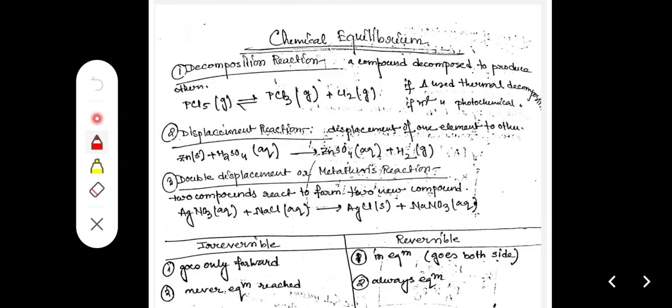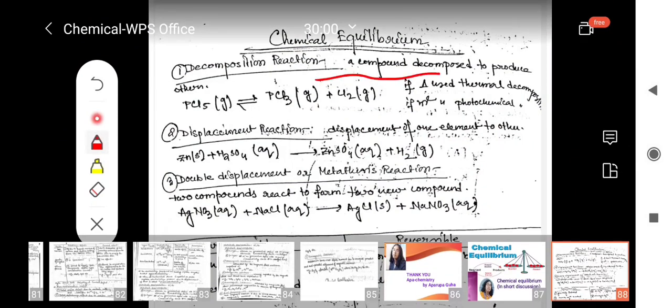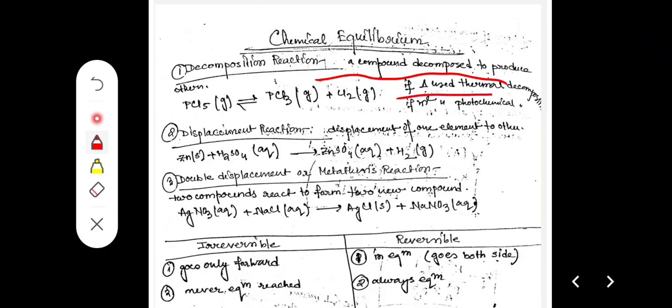In chemical equilibrium, there is the decomposition reaction. Decomposition reaction means a compound is decomposed to produce some product. If heat is used, we call that thermal decomposition. If hν, that is a photon, is used, that is called photochemical decomposition. For example, PCl5 produces PCl3 gas plus Cl2 gas. All are gaseous.